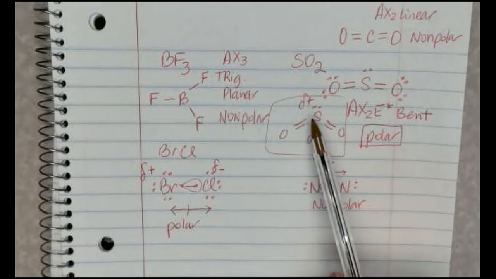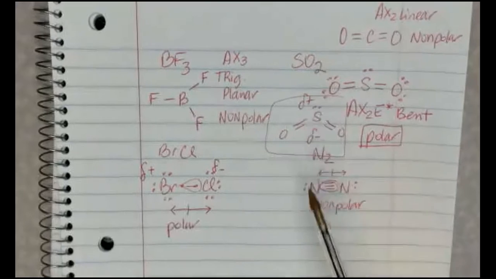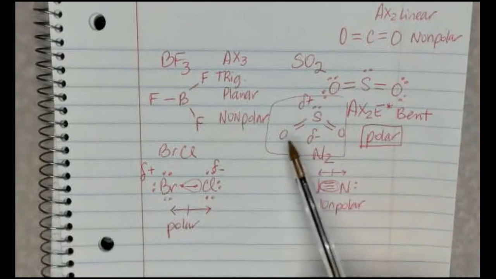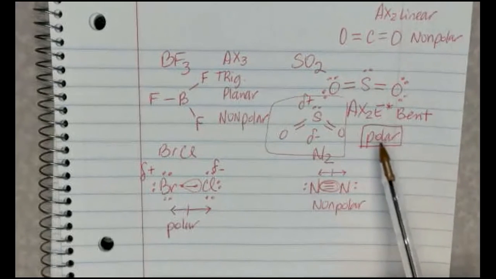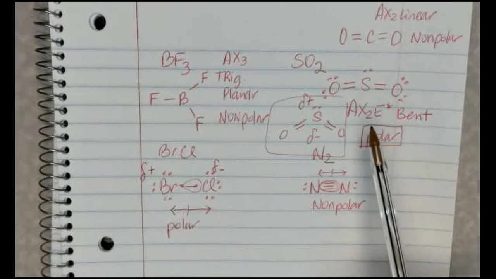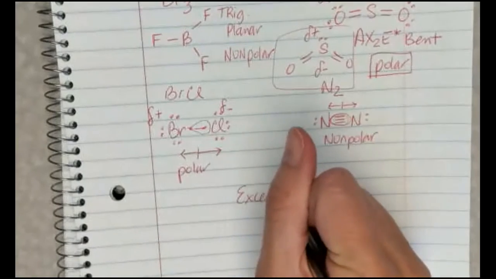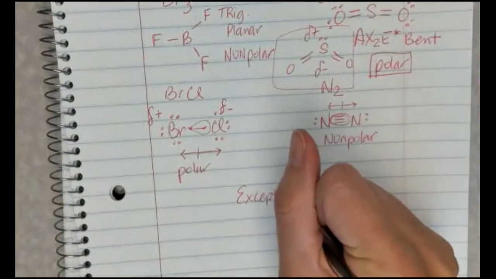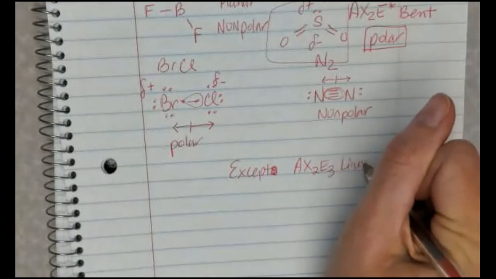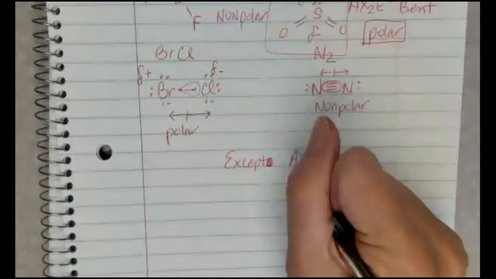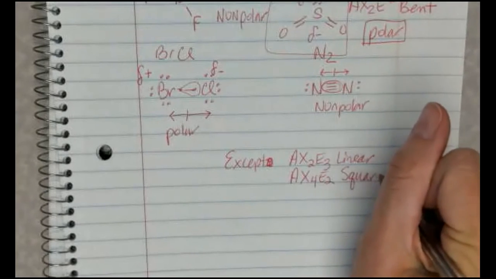Because again, like in the SO2, we're pulling down and away from the sulfur, but nothing's pulling up. There's no oxygen up there pulling up to offset that. So it's going to create a negative end and then a positive end on the molecule as a whole. So that would create polar. So an E almost always is going to give you a polar molecule. The exceptions, right, is when you have your AX2E3, which is linear, and the other one was the AX4E2, which was the square planar.